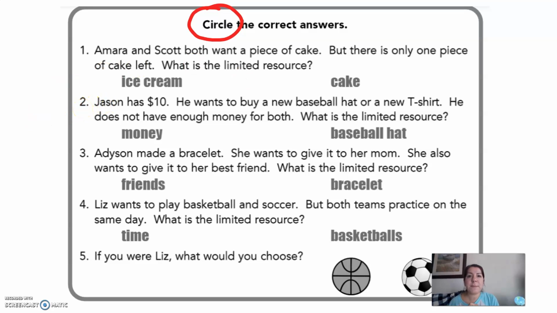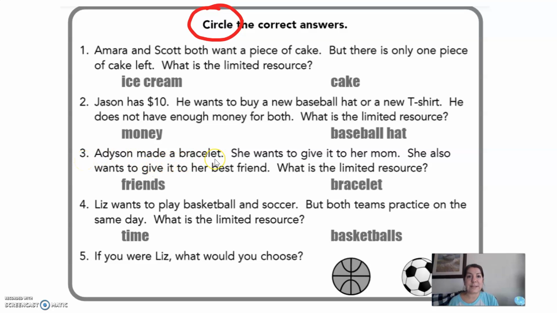Okay, in number 2, Jason has $10. He wants to buy a new baseball hat or a new t-shirt, but he does not have enough money for the both of them. What is the limited resource? Is it that he doesn't have enough money or that he doesn't have enough baseball hats? Take another second to circle your answer, and I'm moving on to number 3.